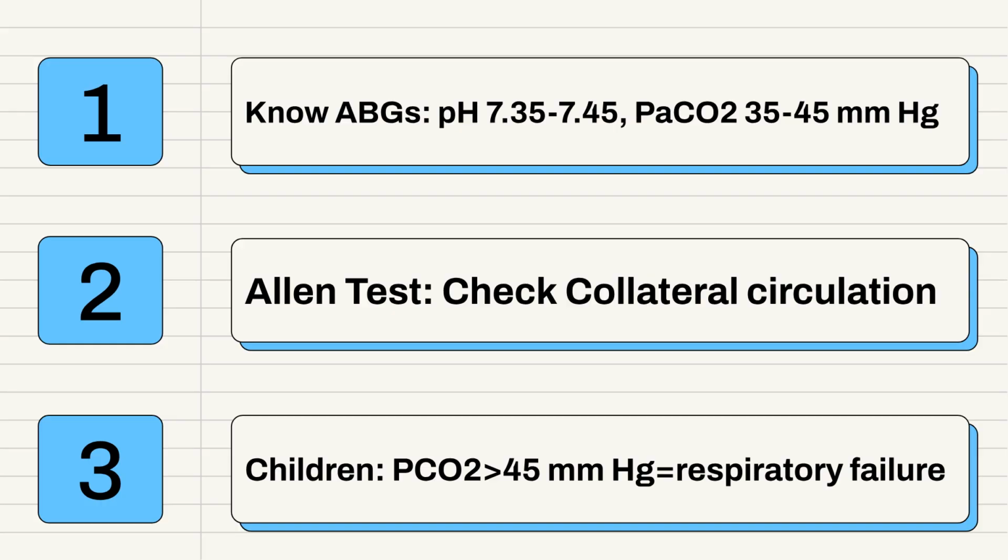Sample NCLEX question. A patient with ARDS has a partial pressure of oxygen of 45 millimeters of mercury on 60% oxygen. What's the priority action? Answer: notify the provider and prepare for possible intubation.